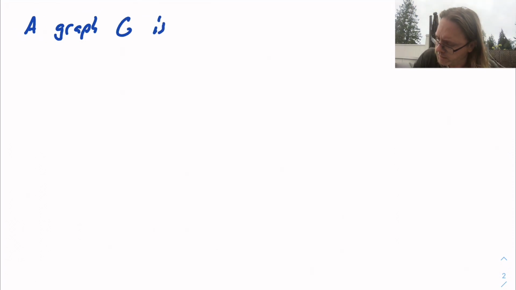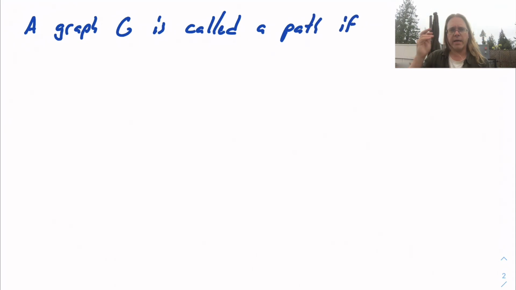Let's jump ahead. Next up are paths. So a graph G is called a path if the vertices can be ordered, put in order, and the edges go in order so that they look like this. So it just looks like a straight line with some vertices on it.